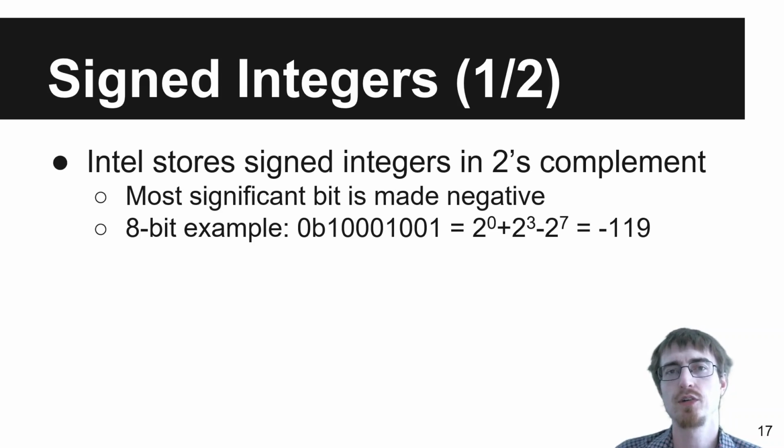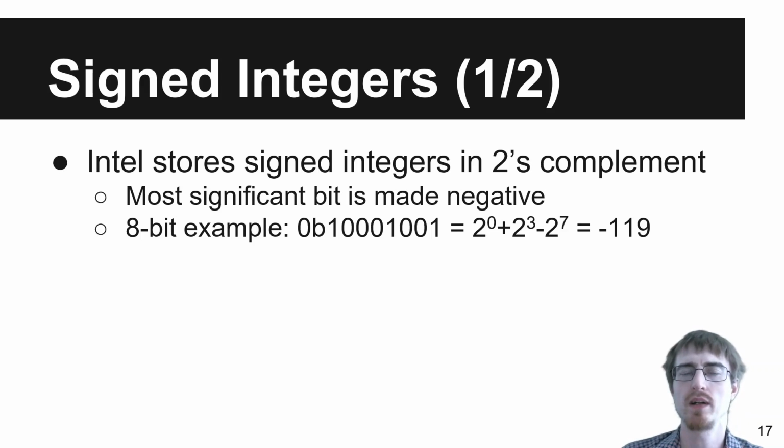x86 allows you to use both signed and unsigned integers, where a signed integer is one that can be negative and an unsigned one cannot be negative. What you get in return is that the unsigned integers have a larger range at the top. Intel uses 2's complement notation to store signed integers. This means that the most significant bit is made negative.